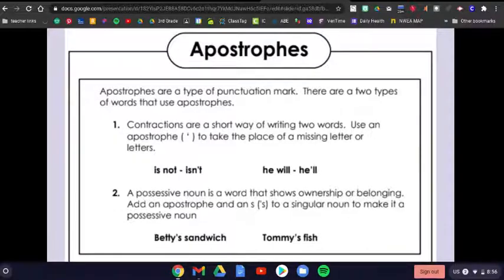An apostrophe can also go in a possessive noun. That's the other time we use an apostrophe. We're not going to talk about that today, but that's when we talk about ownership, like Betty's sandwich or Tommy's fish. So those are the two times that we use this punctuation mark called an apostrophe. An apostrophe looks like a comma that's hanging out in the air. You know how when we put commas on the bottom when we're writing sentences, that reminds us to take a pause? Well, this is kind of like reminding us to do the same. It's just hanging out in the air.